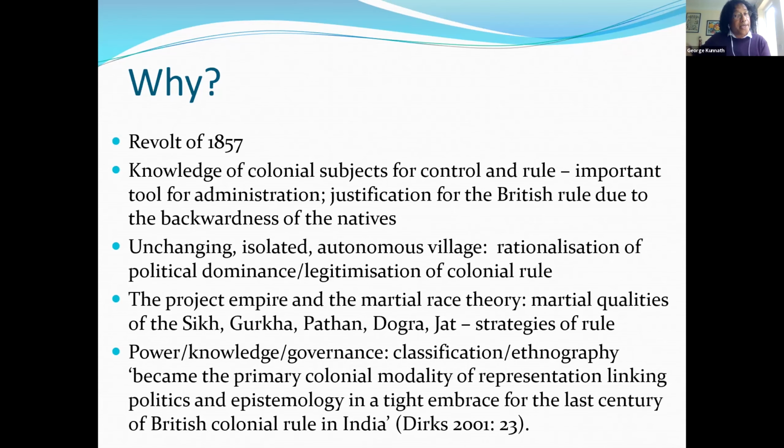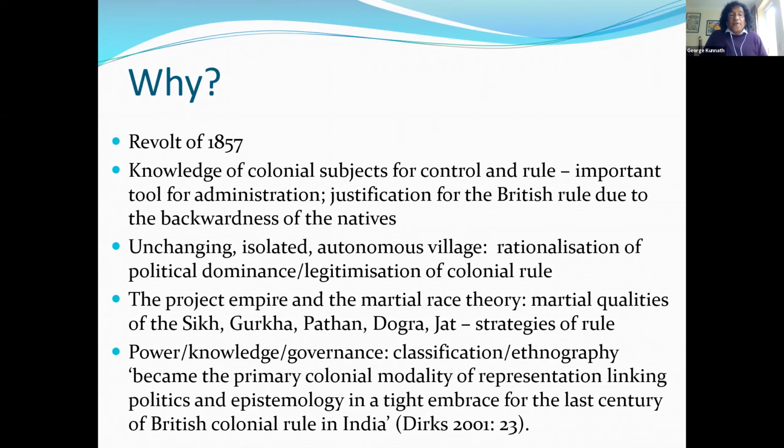So in order to control the colonial subjects, in order to rule effectively, you need to produce the knowledge of this community. For administration, justification for the British rule, the backwardness of the natives, all that can come from the study of caste. The various hierarchies, the notions of purity and pollution.